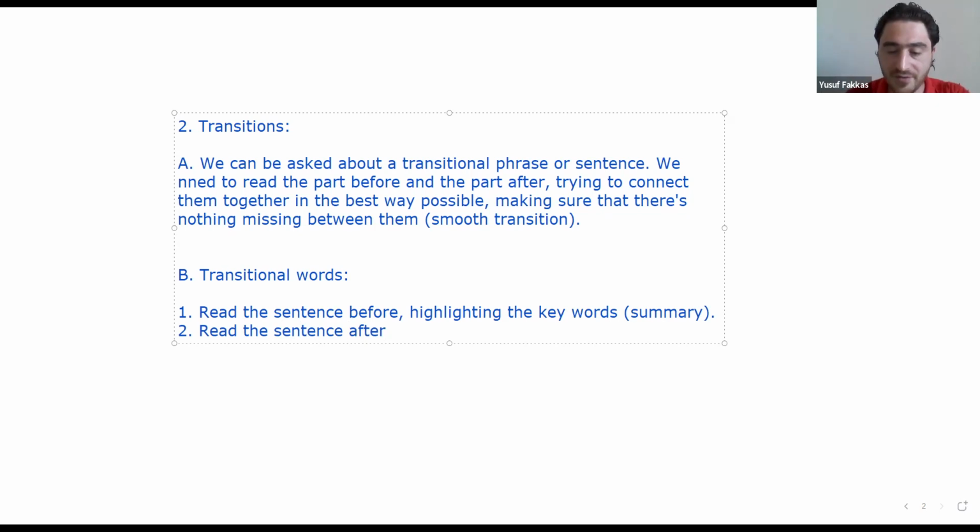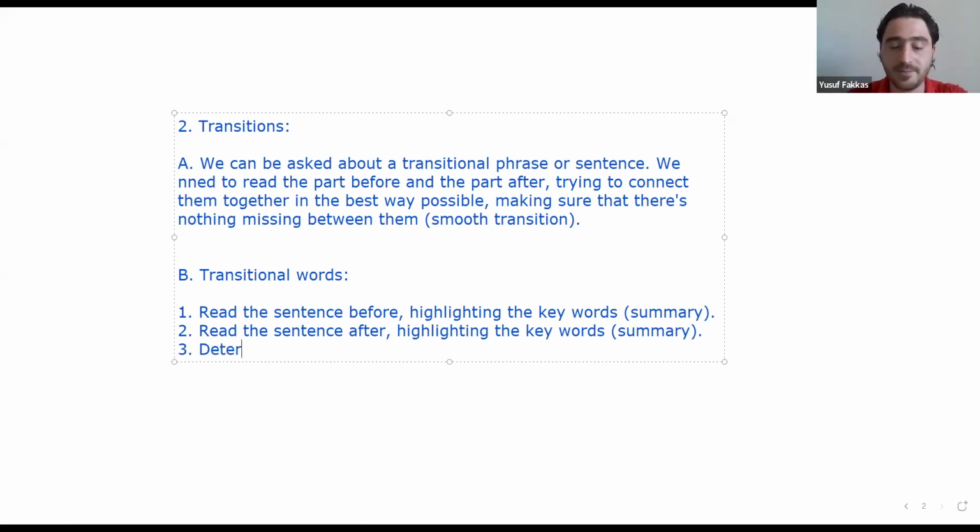Okay, after the keyword. Again, doing what? Same thing, highlighting the keywords. Again, you're trying to summarize the second sentence that comes after the transitional word. All right, so now I have a summary of both sentences. I know the summary of the previous sentence, I know the summary of the following sentence. What do I do now?